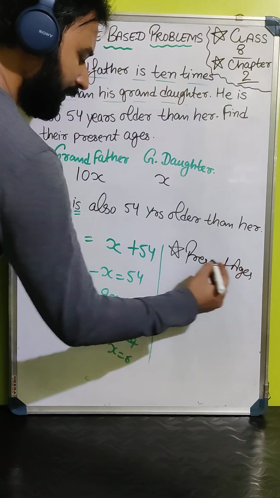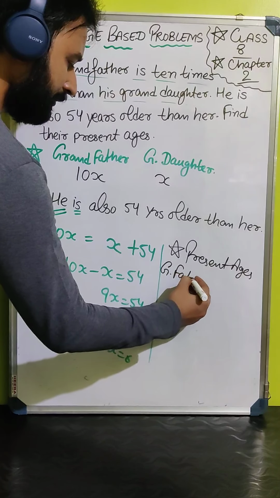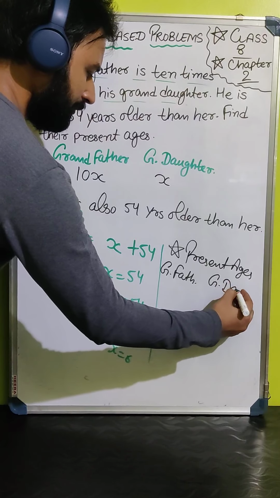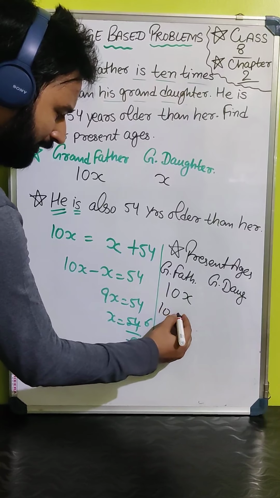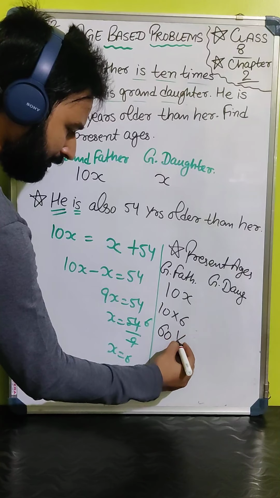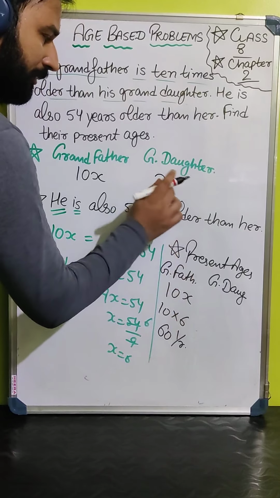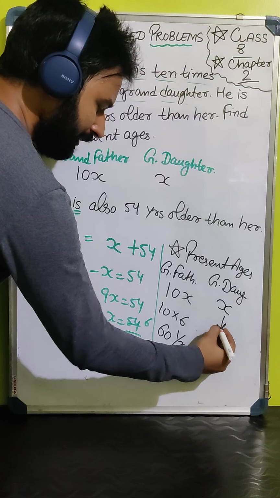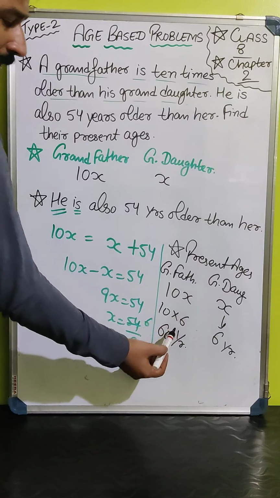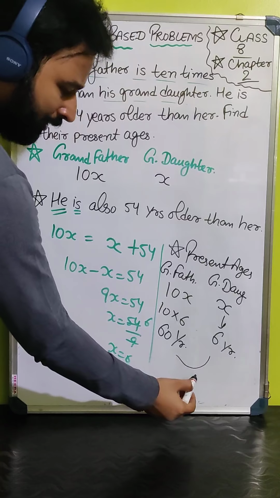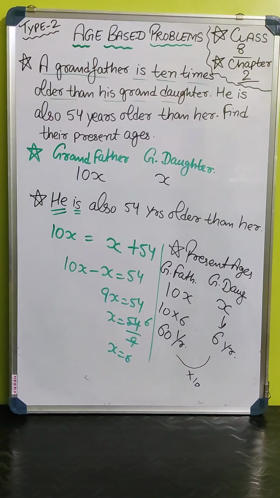One is the grandfather and one is the granddaughter. The grandfather's age is 10x. 10x means 10 into 6, that is 60 years. And what is the age of the granddaughter? That is x only, and x is 6 years. Now you can see the age of the grandfather is 10 times that of the granddaughter. This also satisfies the given condition. Understood everyone? Just read the statement carefully.